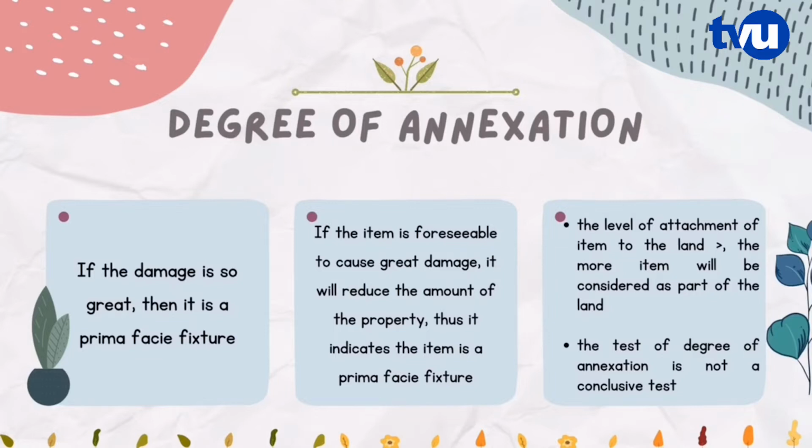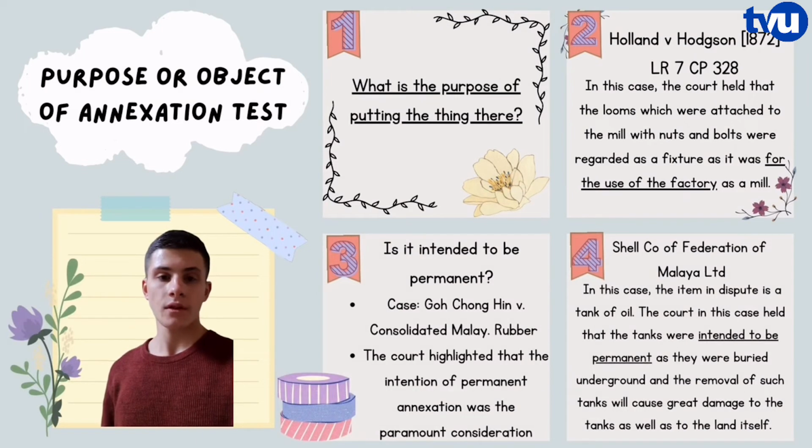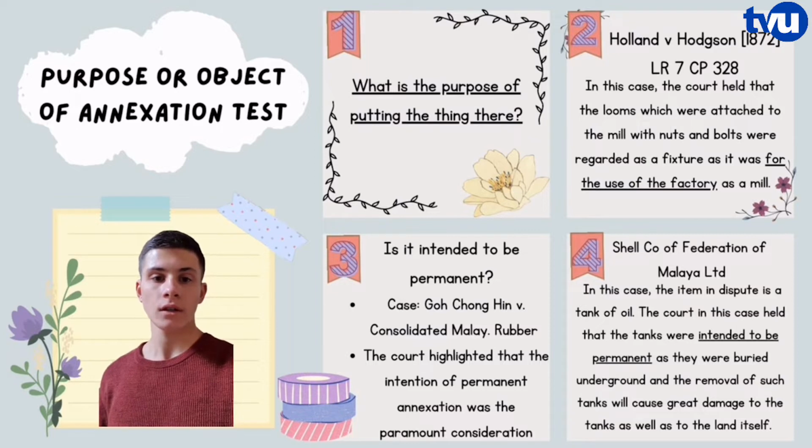So the next test is the purpose or object of annexation test. In order to apply this test, we should refer to several cases. The first one is Holland v Hodgson. In this case, the court held that once the loom was attached with nuts and bolts to the mill, it is considered a fixture. Why? Because it was directly aimed at the operation of the factory itself.